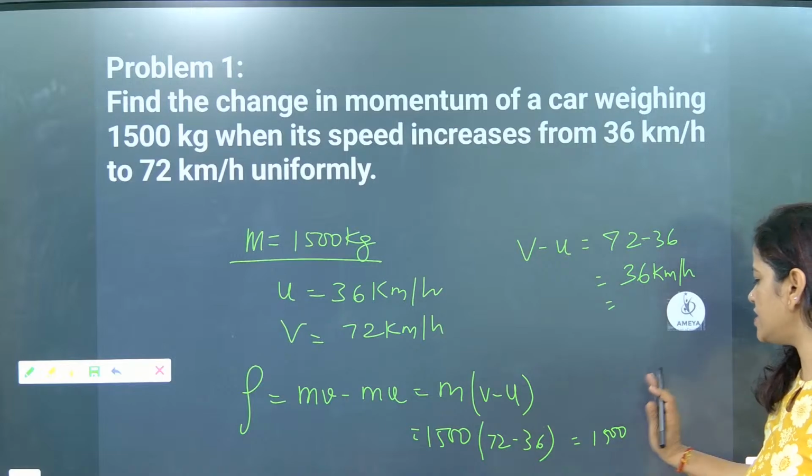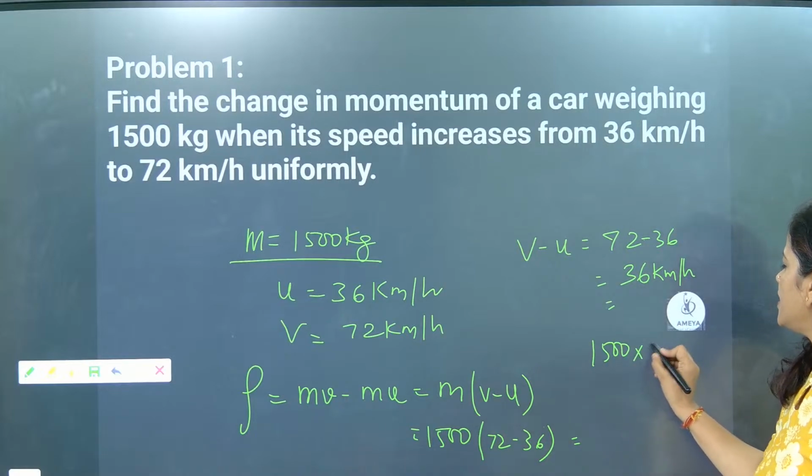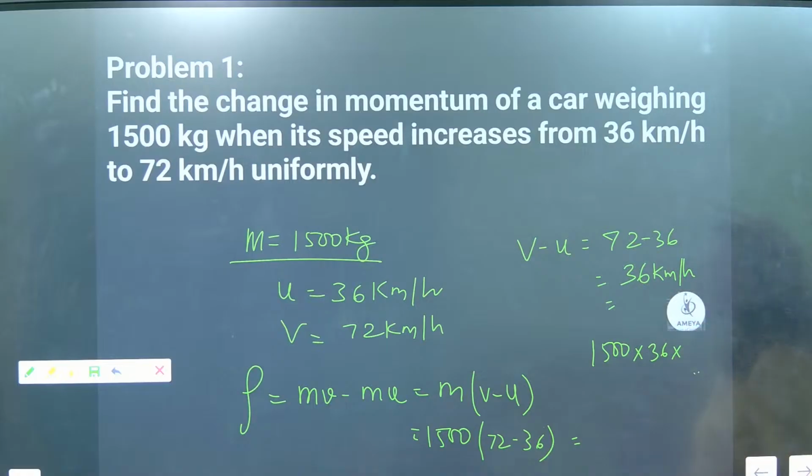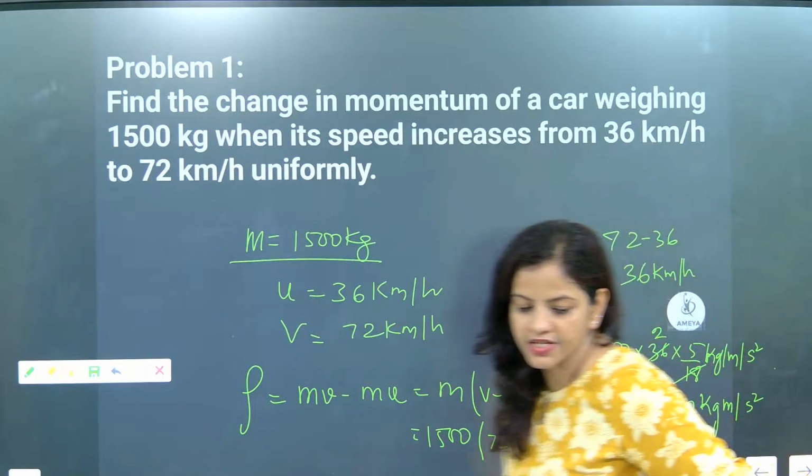This is 1500 kg into 36. Now kilometer per hour will be converted into meter per second, so it will become 5 by 18. Now it is kg meter per second. 18 here, it is 2, so it is coming 5 on 2, 3, 0. And that is kg meter per second.